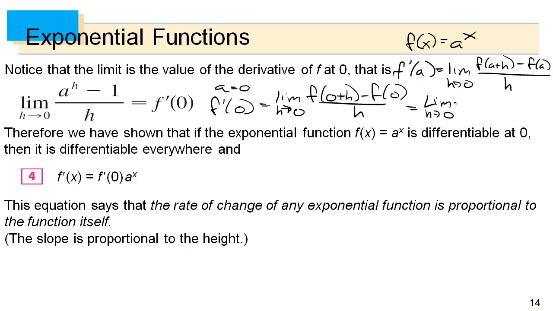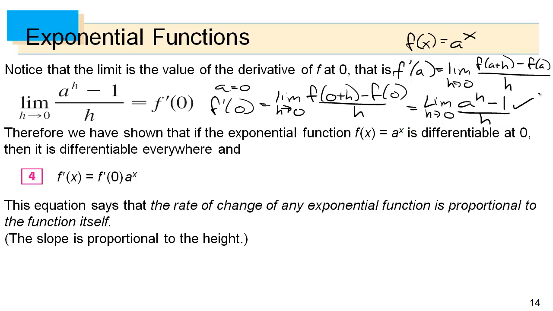So now we have f of h minus f of 0, which is a to the 0, and anything to the 0 is just a power of 1, and the bottom is still h. And ta-da! That's where it comes from. Okay? So it is true that that piece is the derivative of the function at 0.